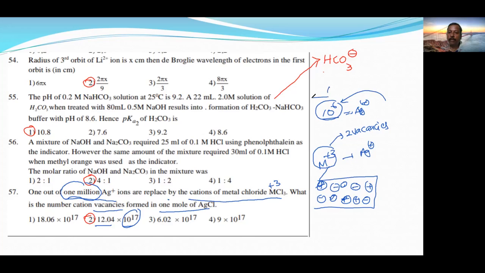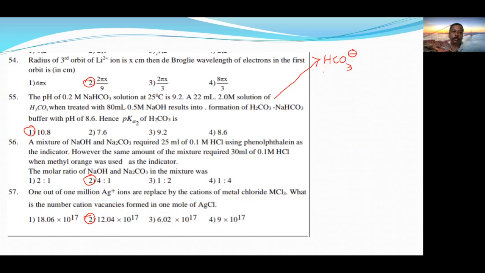Okay, 1 out of the 10 to the power of 6. That's why this 10 to the power of 17 came. Because of the million 10 to the power of 17, and because of 1 M plus 3 is occupying one position, 2 vacants. So answer will be second option. Okay. I think all of you noted this. Take a screenshot. Let's move on to the next question.